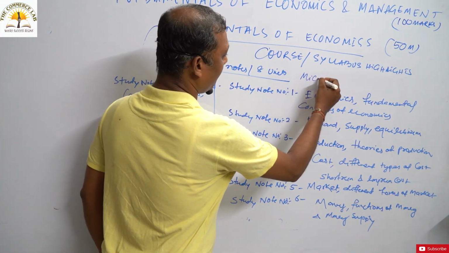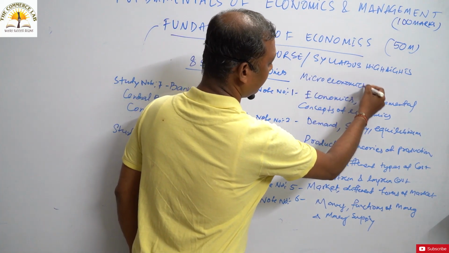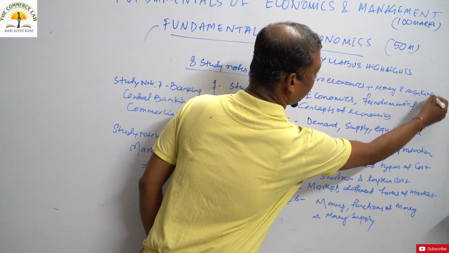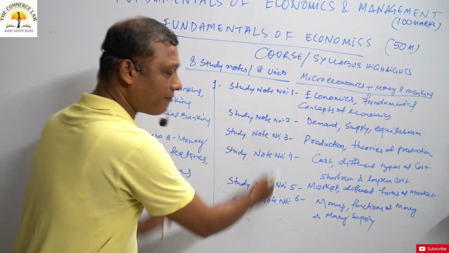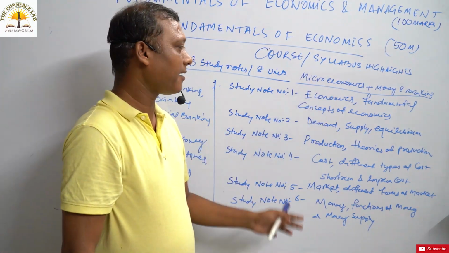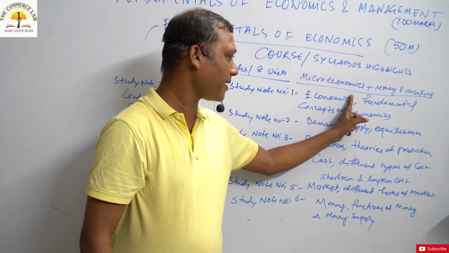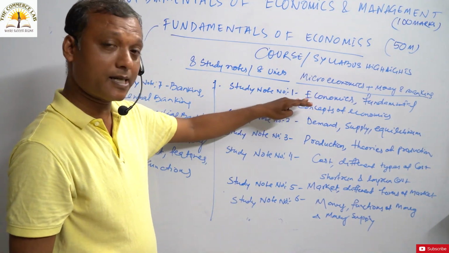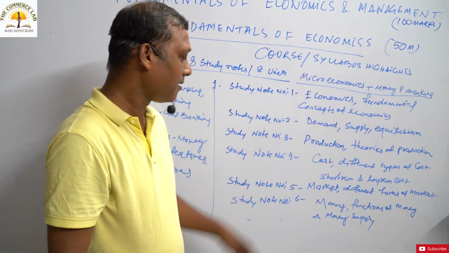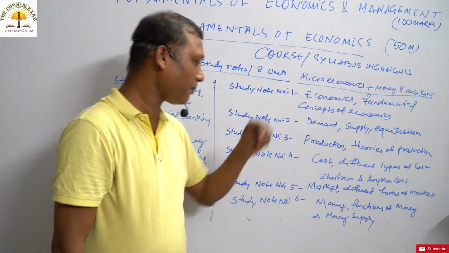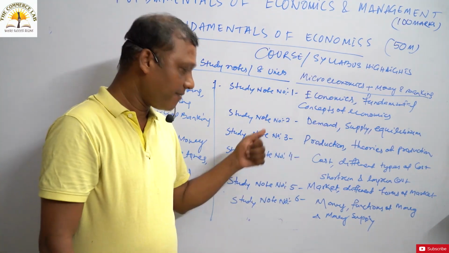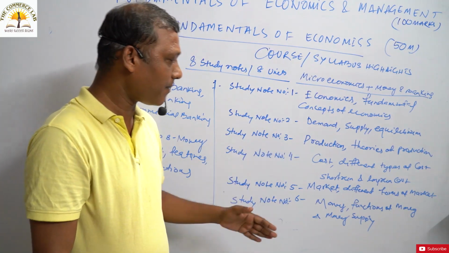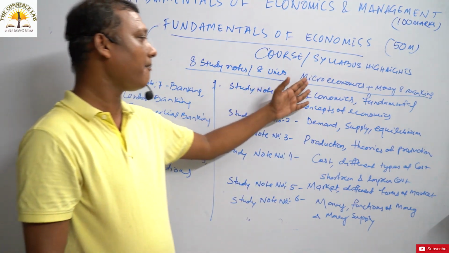The paper is microeconomics plus money and banking. We can sum up the 8 study notes under one head: your paper is basically a part of microeconomics and money and banking. Study Notes 1 to 5 cover basic and fundamental concepts of economics, theory of demand, theory of supply, production, factors of production, different theories of production, cost, different types of cost, fixed cost, variable cost, short run and long run costs, and market, different forms of market. All 5 study notes are part of microeconomics.